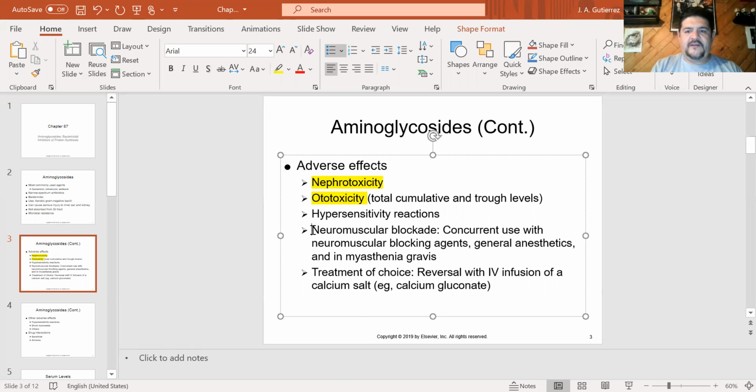Aminoglycosides are not advised to give to patients that are using a neuromuscular blocking agent. It's not advised on patients under general anesthesia or patients with a history of myasthenia gravis. If you remember myasthenia gravis, we saw it in the first week of this term. And we mentioned that this group of patients have a progressive debilitating condition where the muscle stops reacting as the day goes by.